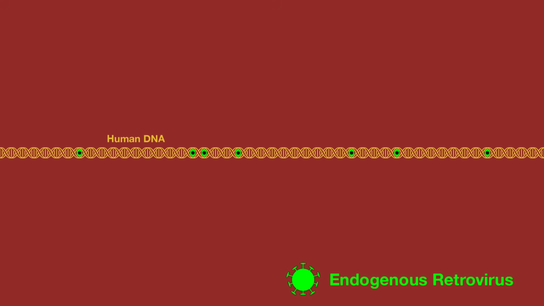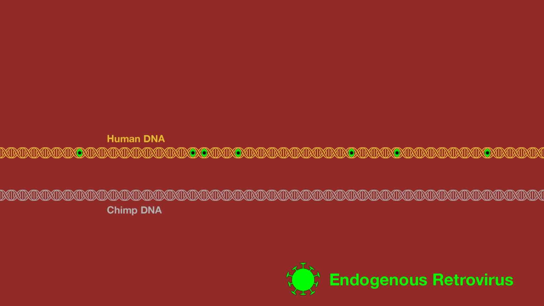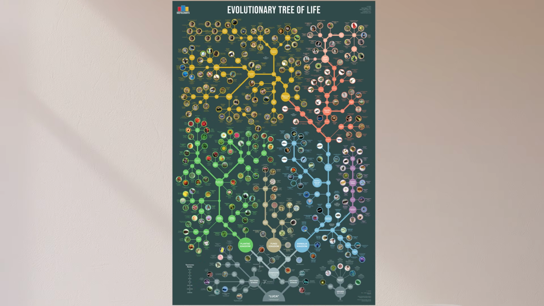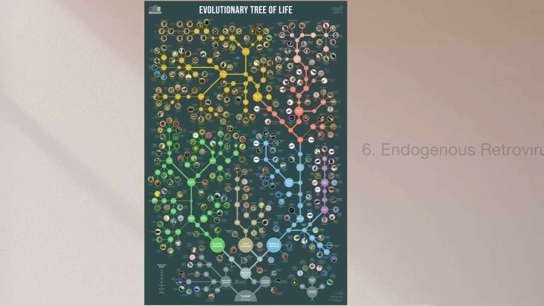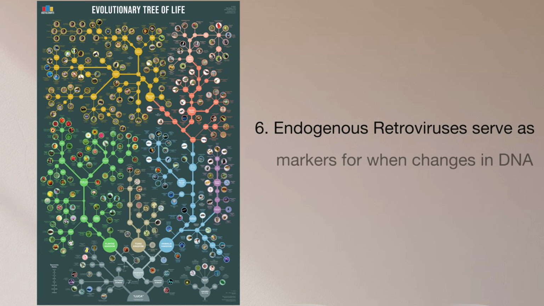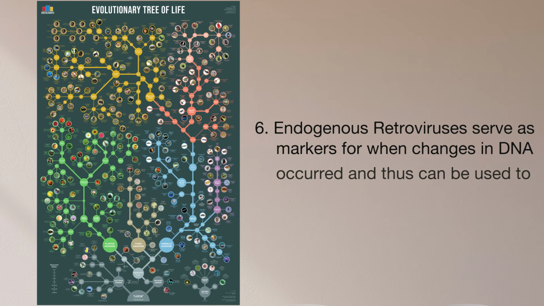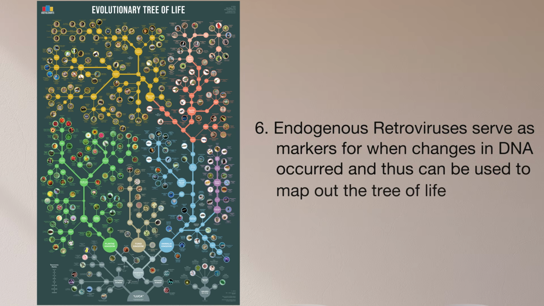Species that are closely related to us, such as chimpanzees, have virtually the exact same ERVs as we do, in the exact same places, whereas species that are less related have fewer ERVs in common. Again, we can use ERVs to map out the past and to find out which species are more related to which species, and even build a tree based on our findings that will look, one last time, like this. So reason number 6 is endogenous retroviruses serve as markers for when changes in DNA occurred, and thus can be used to map out the tree of life.